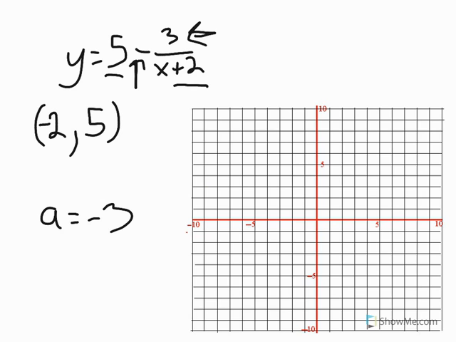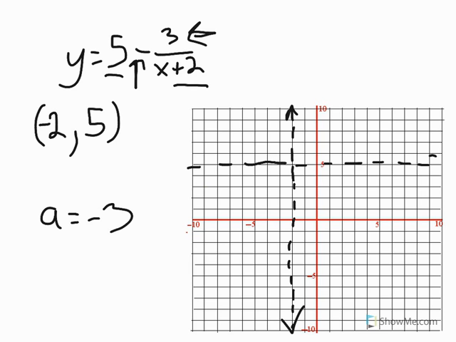So now if we're going to go ahead and graph this, the first thing I'm going to do is graph my vertical and horizontal asymptotes. I'll start by graphing the vertical asymptote, which is at x equals negative 2. So it's going to go right here. And then my horizontal asymptote is at the line y equals 5. And I'm getting those numbers from the center point.